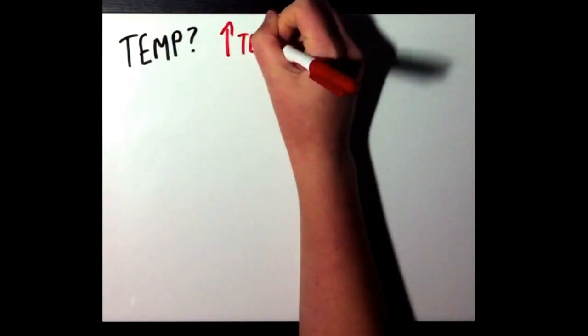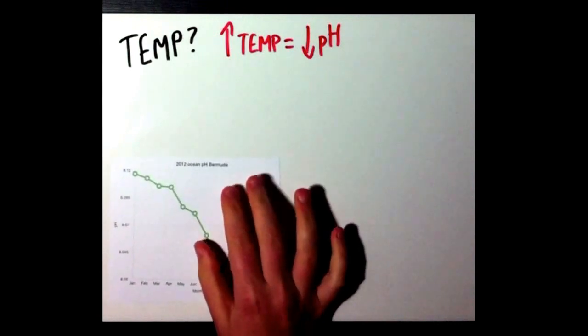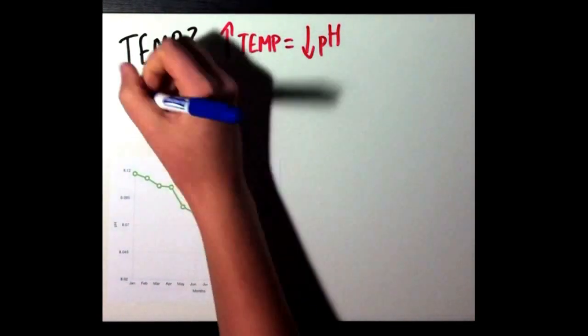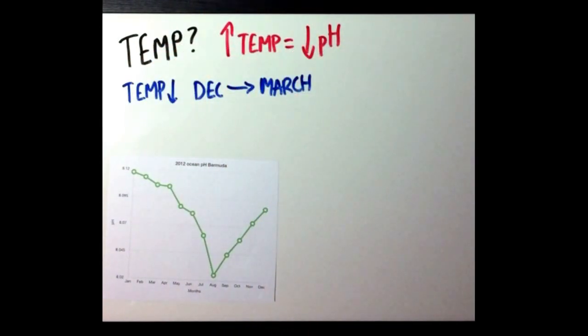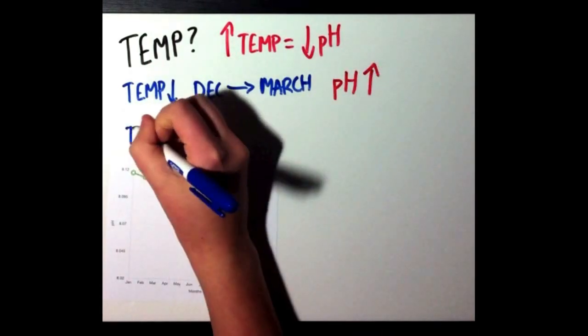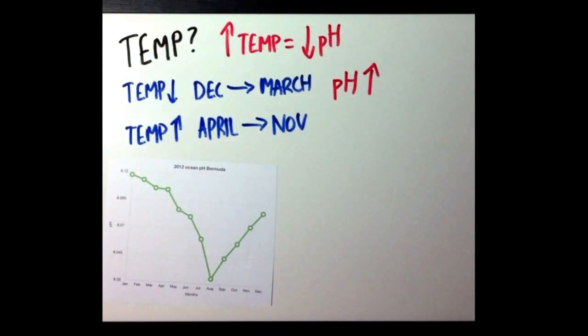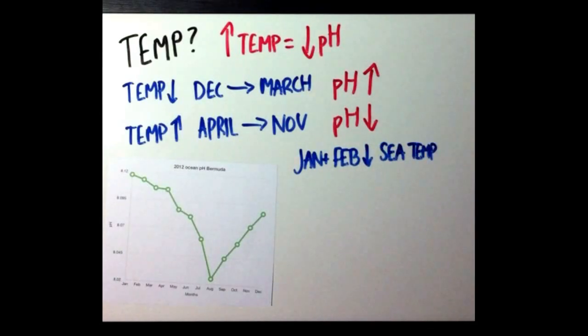This can be seen specifically when we look at the pH fluctuations over a year in Bermuda, which is one of the most vast temperature-changing locations for ocean acidification data collection. The temperature in Bermuda is lowest during December through to March, and as expected, the pH is highest at this time. From April through to November, the temperature starts increasing, and this is when we start to see a decrease in the pH.